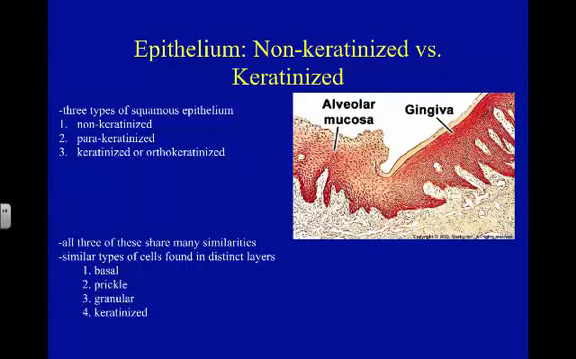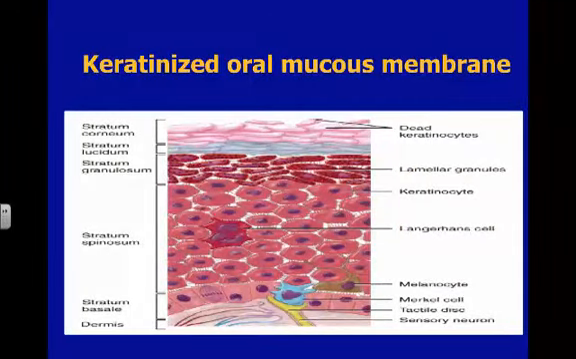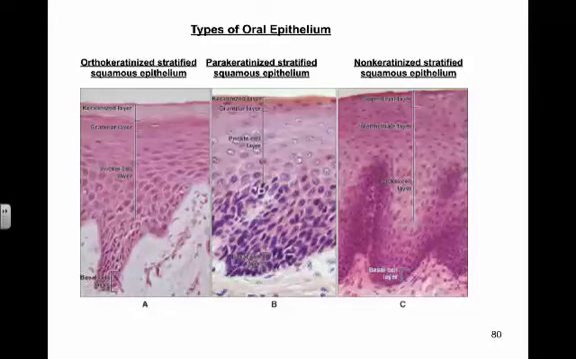So we have the non-keratinized, parakeratinized, or orthokeratinized epithelium. So here's your gingiva. Here's the alveolar mucosa, which is stratified squamous non-keratinized epithelium. Okay. So here is the keratinized oral membrane. So we have a number of things here. We want to take a look at the top layer, which is very important for us. So here are your Merkel cells, your melanocytes, your spinosum layer. Okay, now, so what we have here is the orthokeratinized, the parakeratinized, the non-keratinized stratified squamous epithelium.